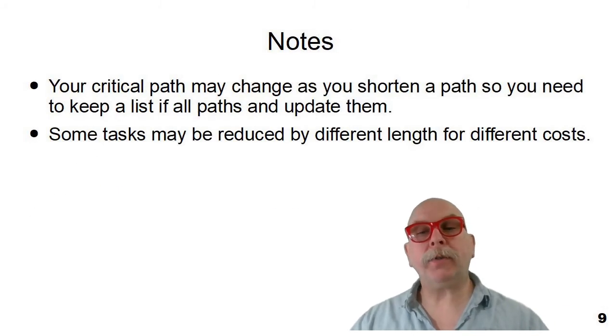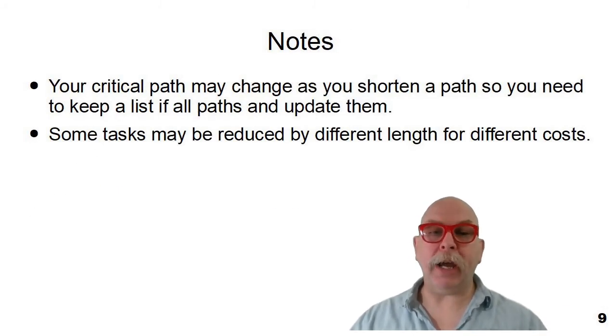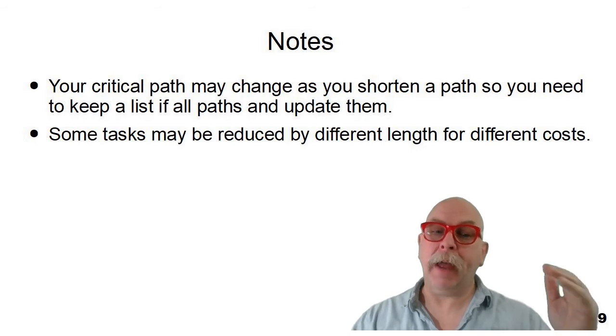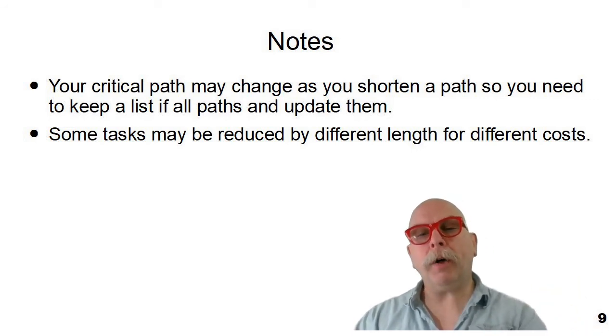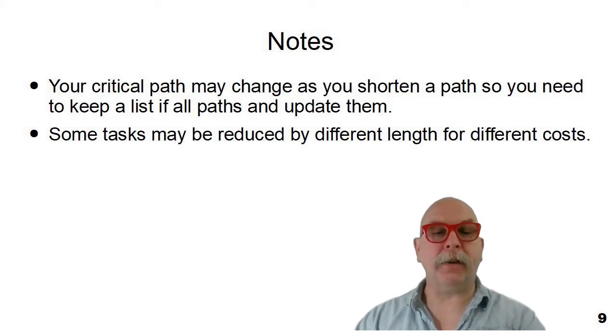Just some notes. Your critical path may change as you shorten a path, so you need to keep a list of all of the paths and be sure to update them after every item, after every work package that you adjust. Also, some tasks may be reduced by different lengths for different costs.